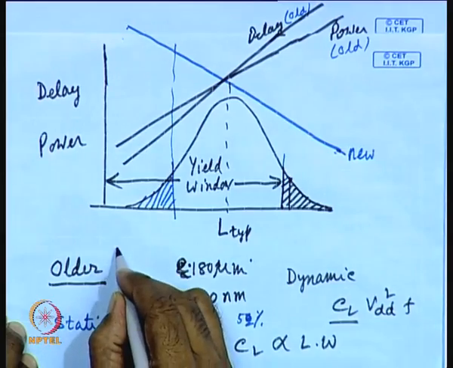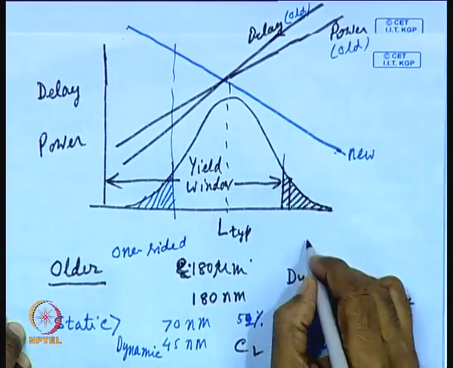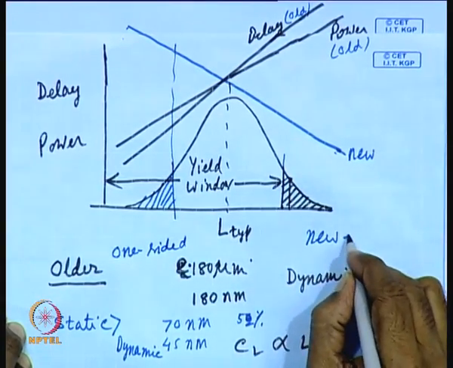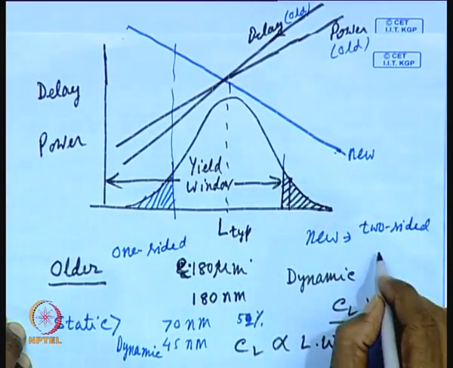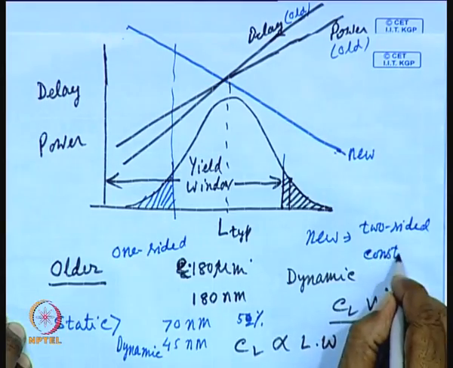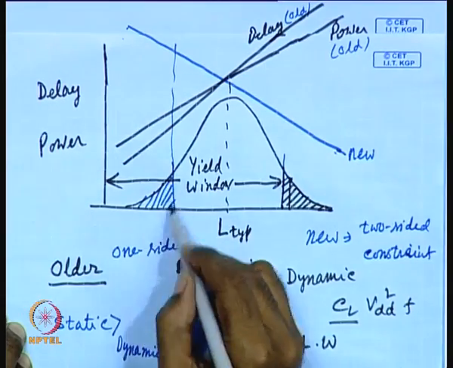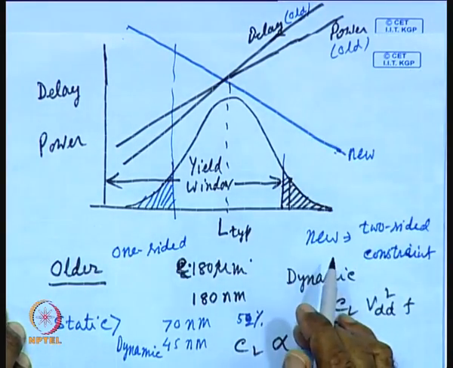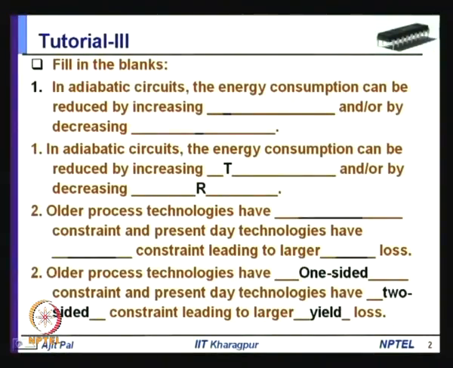So, in older technologies it is a one sided constraint. In new technologies we find that in the present day technologies it is a two sided constraint, and because of this two sided constraint, more dies are to be discarded, leading to yield loss. So, that is why old process technologies have a one sided constraint and present day technologies have a two sided constraint, leading to larger yield loss. So, that was the second question.